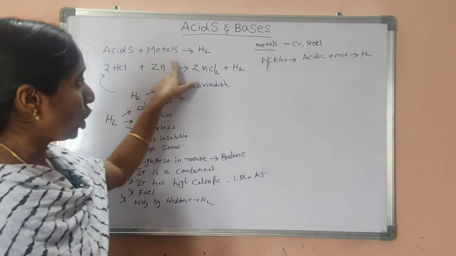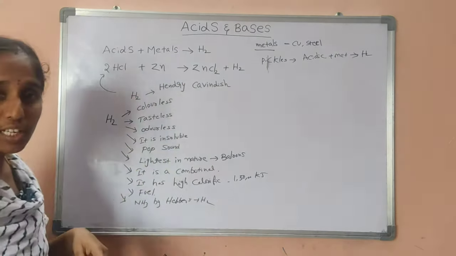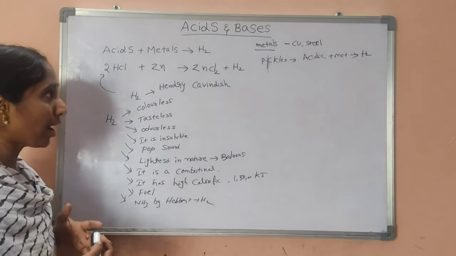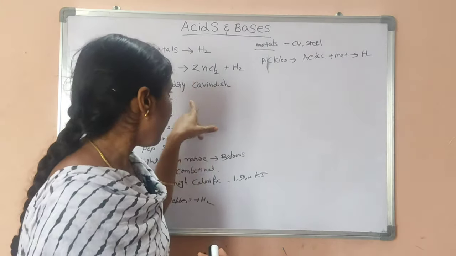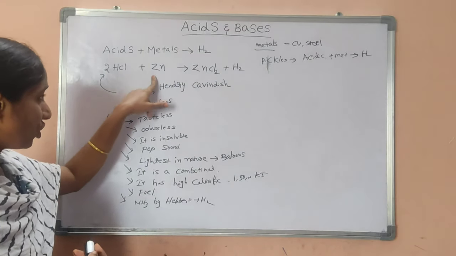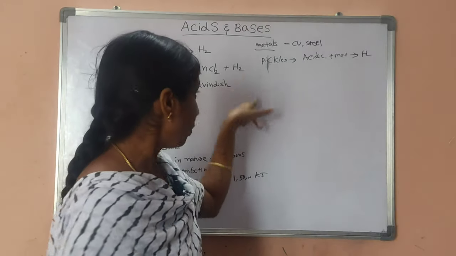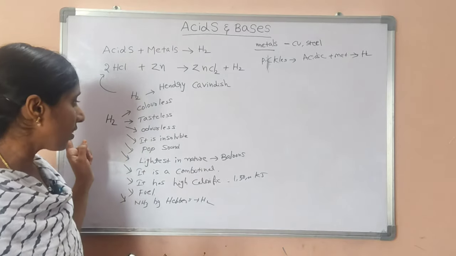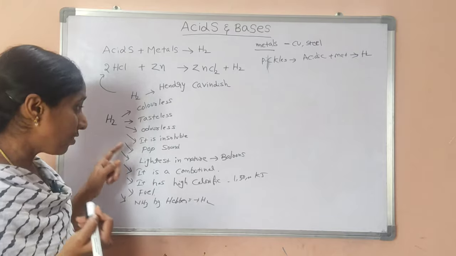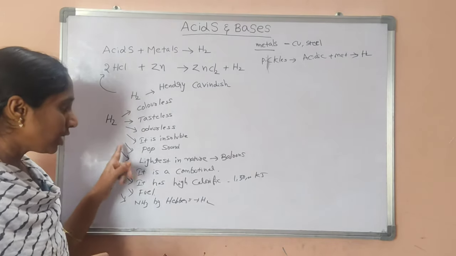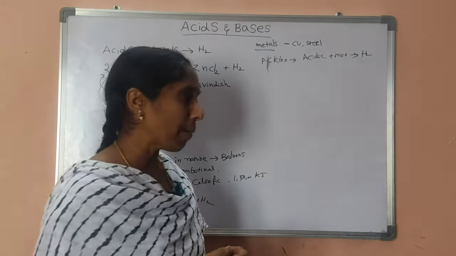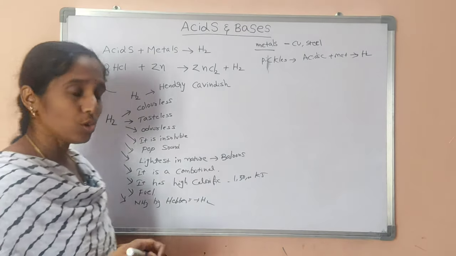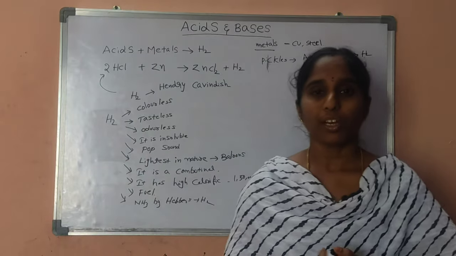Acids react with metals to produce hydrogen gas. Which gas is released when acids react with metals? Hydrogen gas. Who was first to produce hydrogen gas? Henry Cavendish. Henry Cavendish used this reaction, HCl plus zinc gives ZnCl2 plus hydrogen, to produce hydrogen gas. Hydrogen gas is colorless, tasteless, odorless, and insoluble in water. It gives a pop sound. It is the lightest gas in nature, so it is used in balloons. It has a high calorific value, so it is used as a fuel. Hydrogen gas is used in the preparation of ammonia by Haber's process.